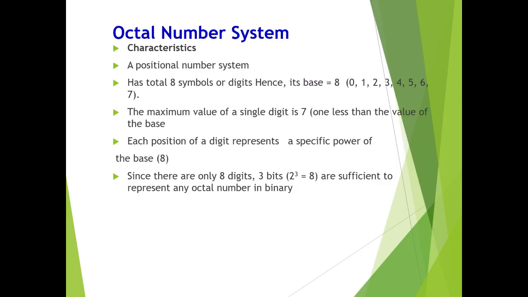Then the next number system is octal number system. Octal number system, as the name implies, has 8 symbols, namely 0, 1, 2, 3, 4, 5, 6 and 7. The maximum single digit number is 7. And we usually represent the base as 8.